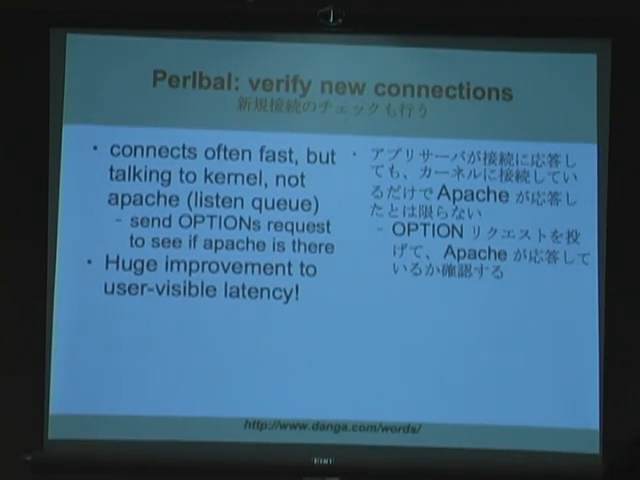Perlbal does that, and this was a huge improvement to reducing user visible latency, because before we send any request from Perlbal to a backend, we make sure that we're actually talking to an Apache and not talking to the kernel. So that was fun.